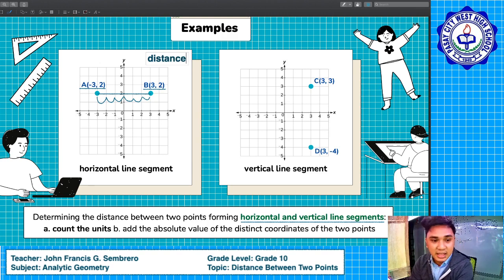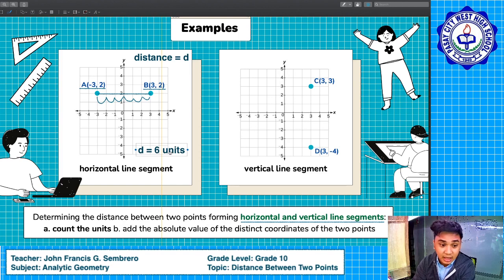Usually, distance is denoted by small letter d. So in this case, d is 6 units. If the unit measure is indicated, you should write it, like meter or centimeter. But if it's not, we can use the word units.